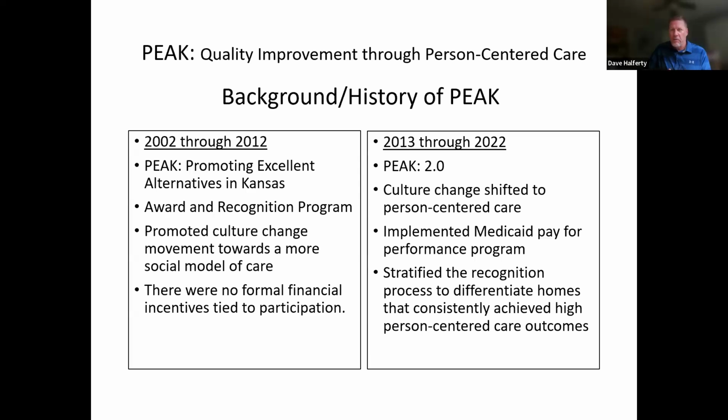And then we also realized that tying some reimbursement to it would be a good thing, that would actually probably drive more participation, we hoped. So that was the big thing, tying Peak to an incentive program. And then another goal was to try to recognize differences in accomplishments. So we had some homes that were hitting everything that we could identify in terms of the alternative and person-centered care. But we had others that were just maybe starting, but they were doing good things in maybe a particular area. We wanted to differentiate between those. So that's what we turned to with Peak 2.0 in 2013.